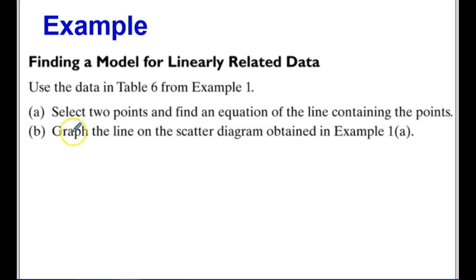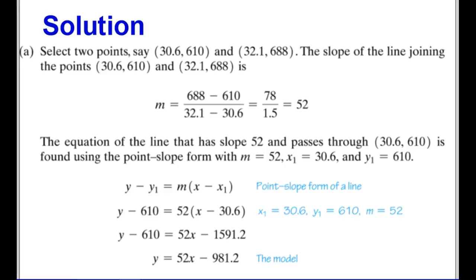Okay, so let's continue with our example. We just picked 2 points, so we're going to pick these two, for example, and for this, it doesn't matter. We're going to get to the point where we use our graphing utilities in Desmos to get our exact answer. But for now, we're just picking some points, and we have to find the slope. Remember that slope is the difference in y over the difference in x. So I take my 688 minus 610 divided by 32.1 minus 30.6 to get my slope. Okay, so I find out that my slope is 52.